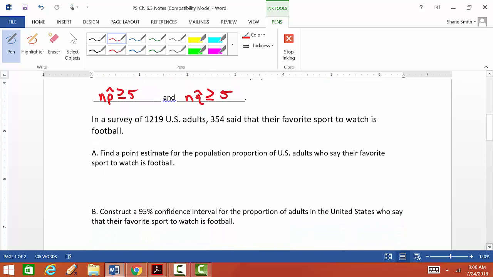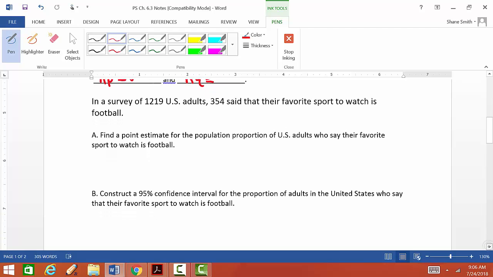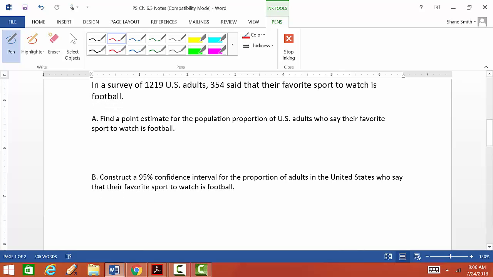So let's just jump right into an example. It says, in a survey of 1,219 U.S. adults, 354 said their favorite sport to watch is football. Now, if you remember, to create a confidence interval, there are 3 steps. The first is the point estimate. And the point estimate now isn't X bar, because now we're talking about a proportion. Now it's P hat.